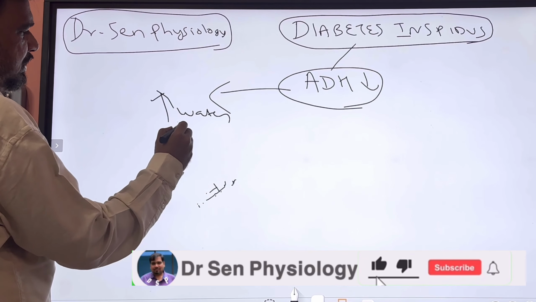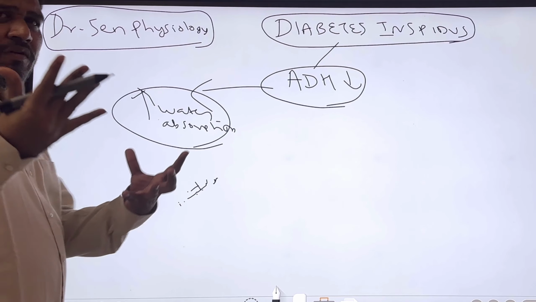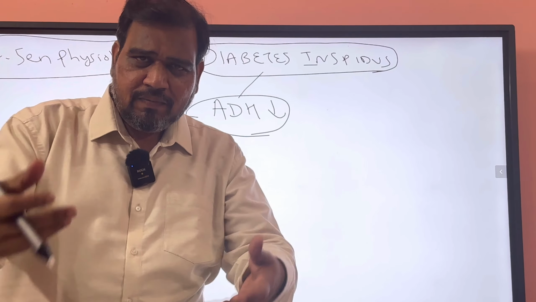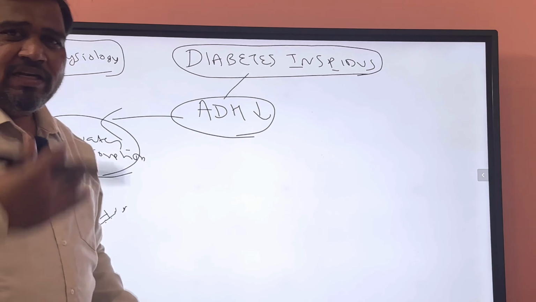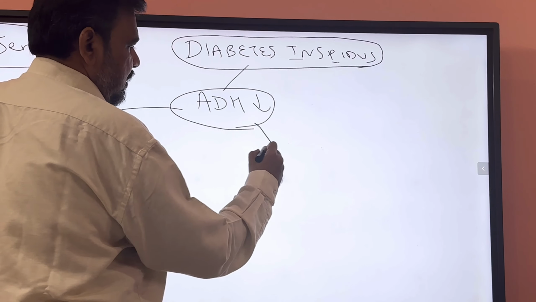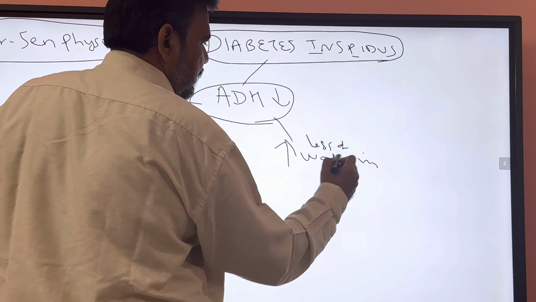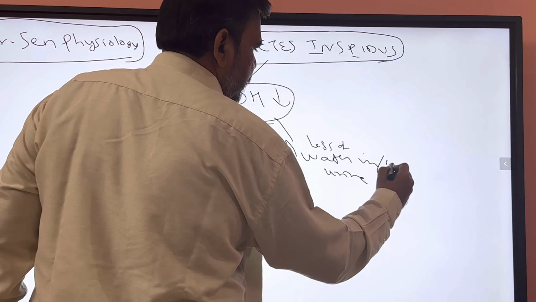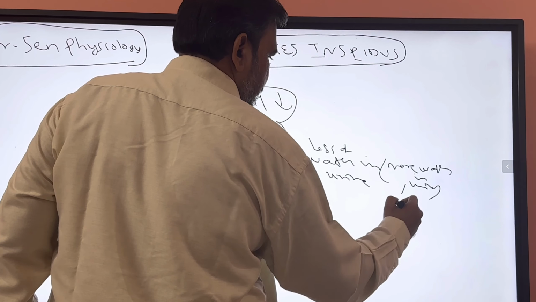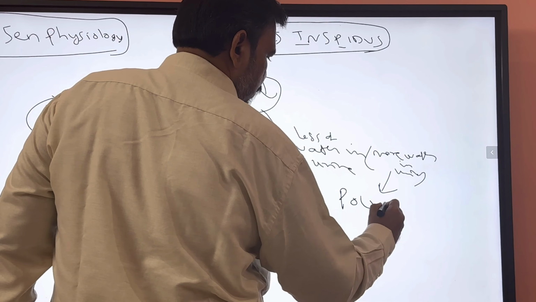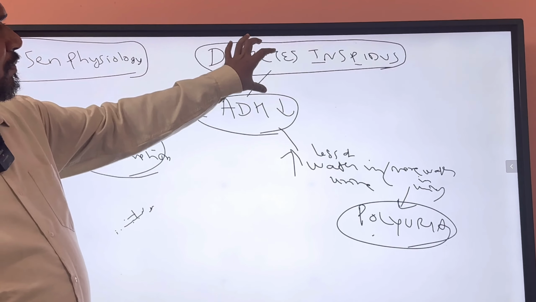So antidiuretic hormone means increased water absorption. The function of ADH, which is secreted from the posterior pituitary, is that water will be reabsorbed. When excess water is lost in the urine, that will be reabsorbed. That is the function of ADH. In diabetes insipidus, ADH is decreased. So what is expected? Increased loss of water in urine. And I hope you know the term. Yes, correct. Polyuria. So polyuria is one of the symptoms in diabetes insipidus.